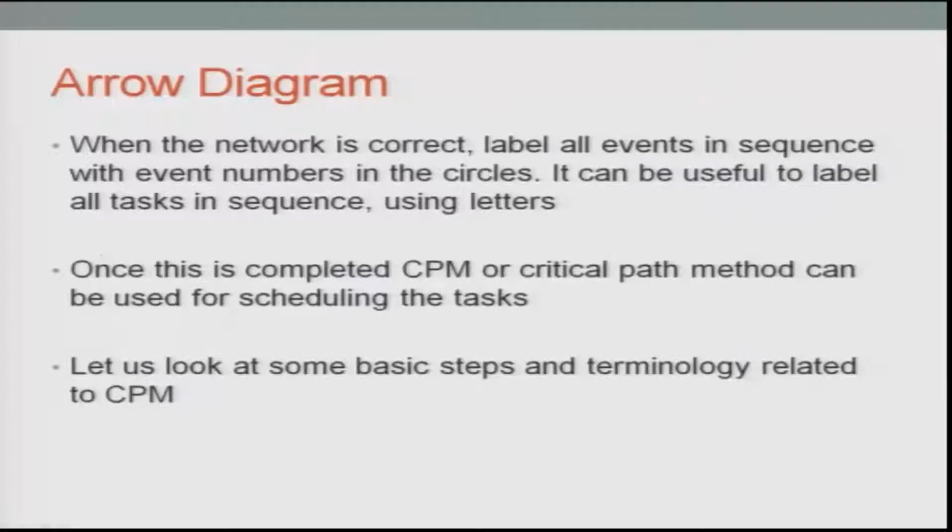Continuing further with the arrow diagram, when the network is correct, label all events in sequence with event numbers in circles. It can be useful to label all tasks in sequence using letters, A, B, C, D, or 1, 2, 3, 4. Once this is complete, CPM, the critical path method, can be used for scheduling the tasks. Let us look at some basic steps and terminology related to CPM. They can be extended to the PERT concept also, but for our timing we will consider CPM only.